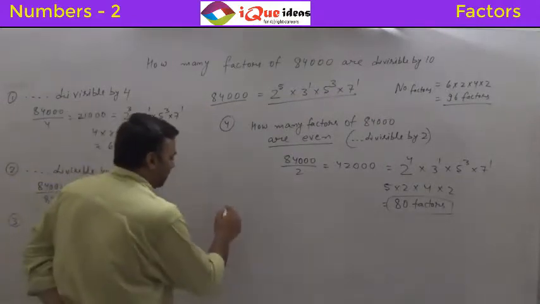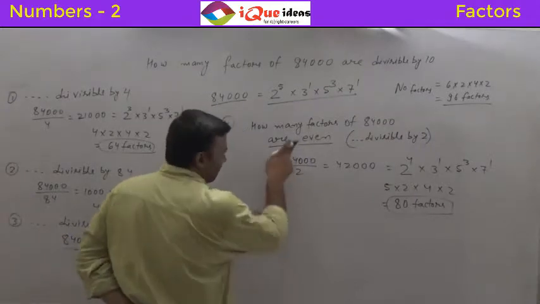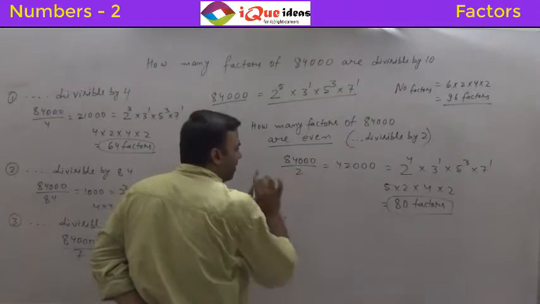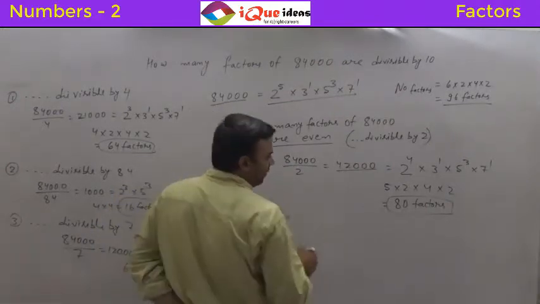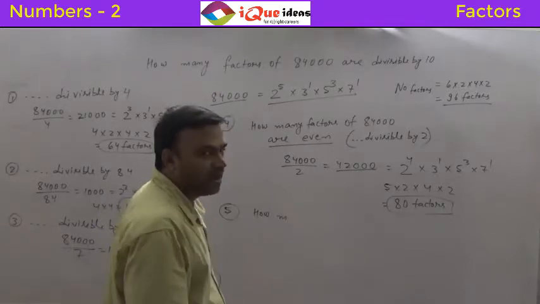Okay, so I just summarize this. Number of factors which are even, what do you have to do? Just divide the given number by 2. That's it. Nothing else has to be done. Find the number of factors of the new number. You will get your required answer.